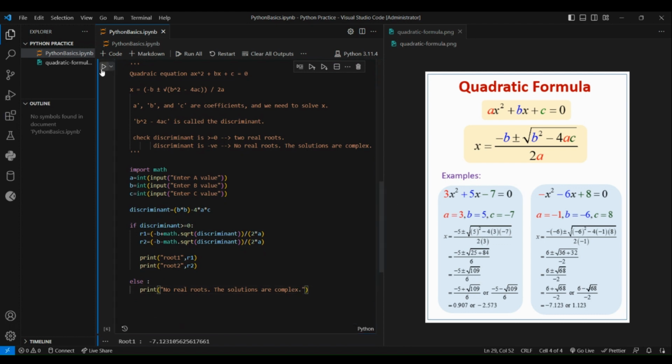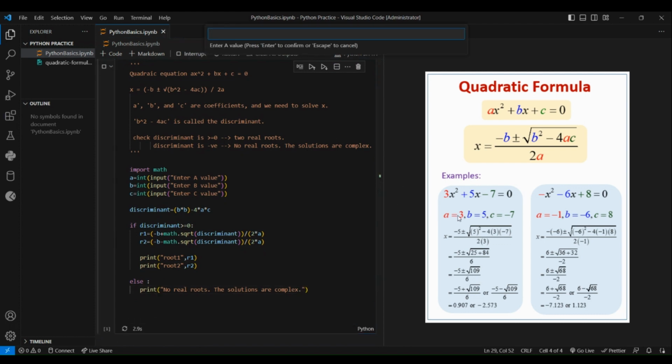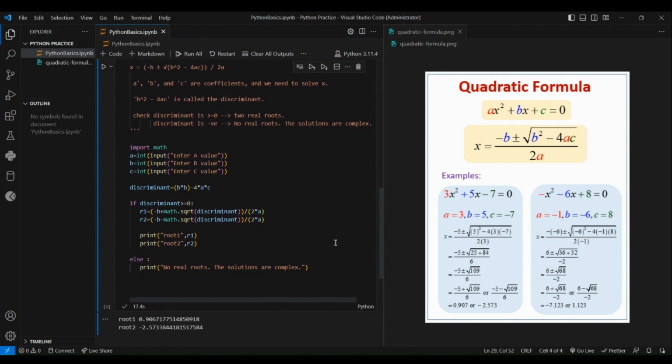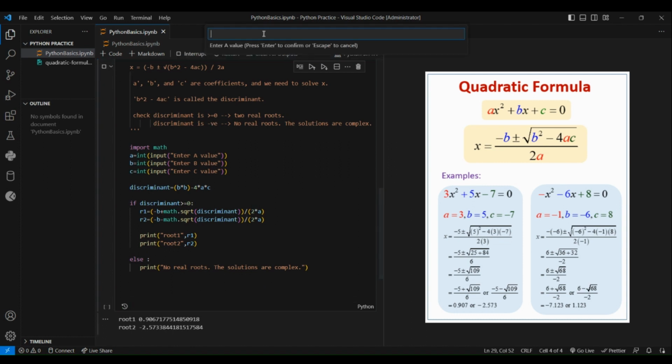Executing the code and providing the values as shown in the image. The values provided are the same as those in example 2.